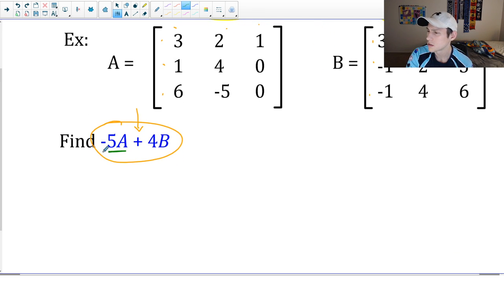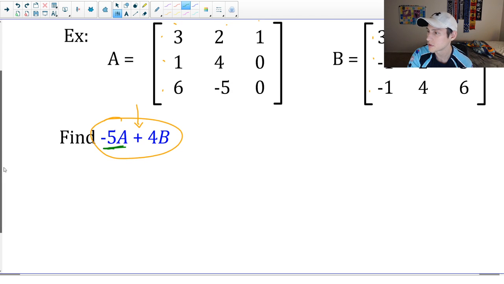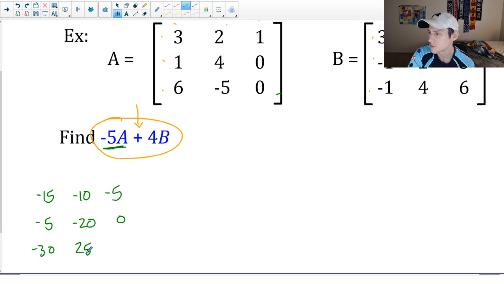Right. So let's first do negative 5A. I'm going to take matrix A and use scalar multiplication of negative 5. That just means I'm taking all of this stuff, multiplying by negative 5. So here we go. Negative 15, negative 10, negative 5, negative 5, negative 20, 0, negative 30, positive 25, 0.